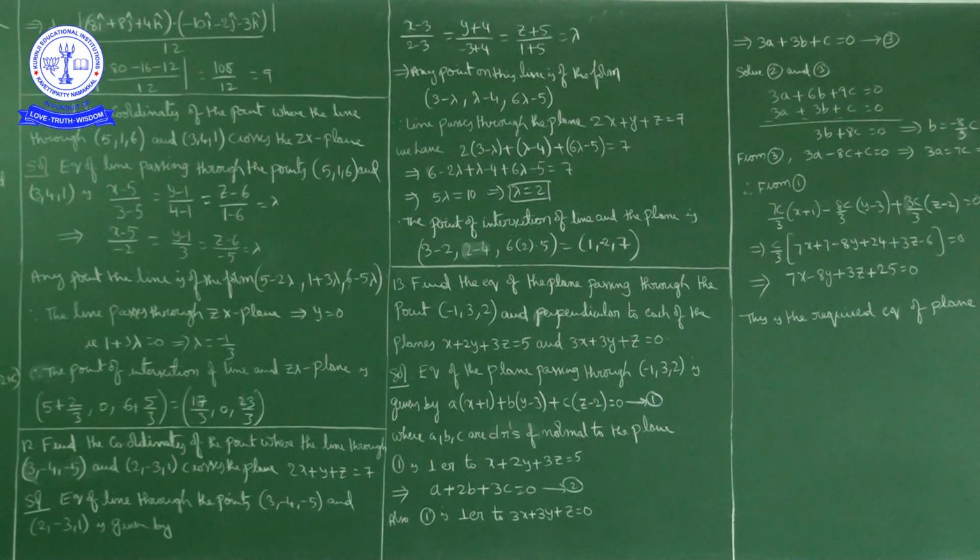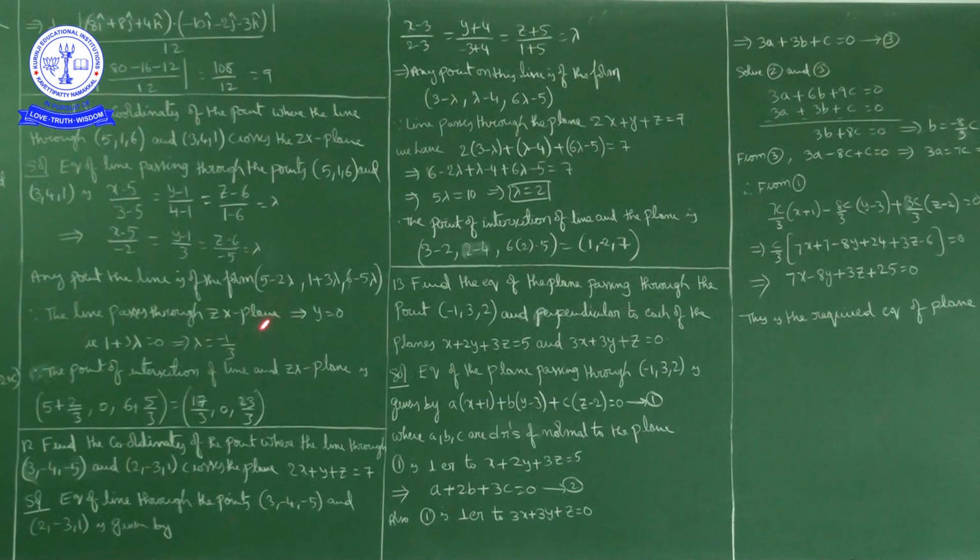Now, what is the question here? Find the coordinates of the point where this line crosses zx plane. Now, when this line crosses zx plane, somewhere it will intersect zx plane. At that point, y ordinate is 0. When line passes through zx plane, at the point of intersection of zx plane and line, y ordinate is 0. So for some lambda, y ordinate 0, that is 1 plus 3 lambda is equal to 0. So lambda is equal to how much? Minus 1 by 3.